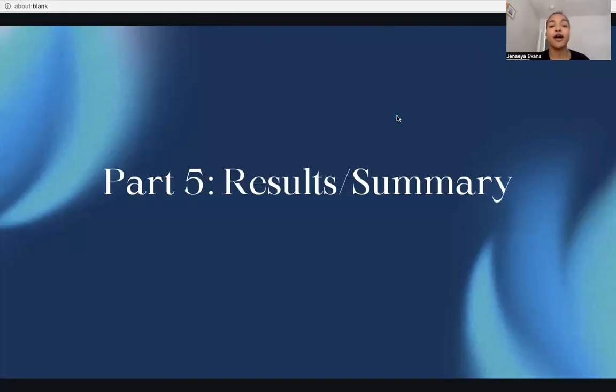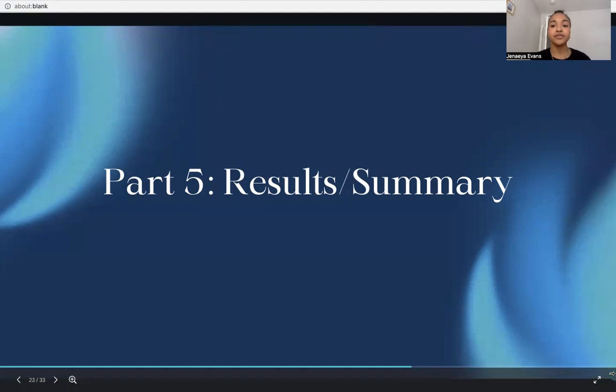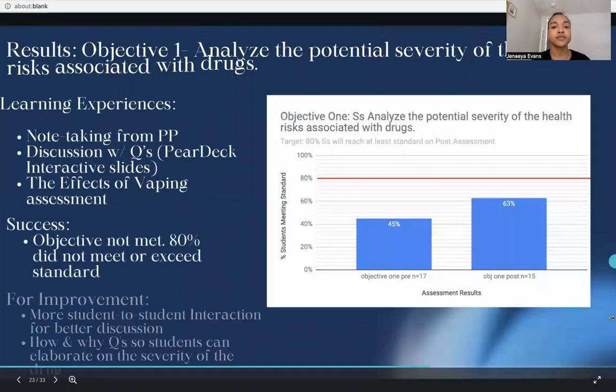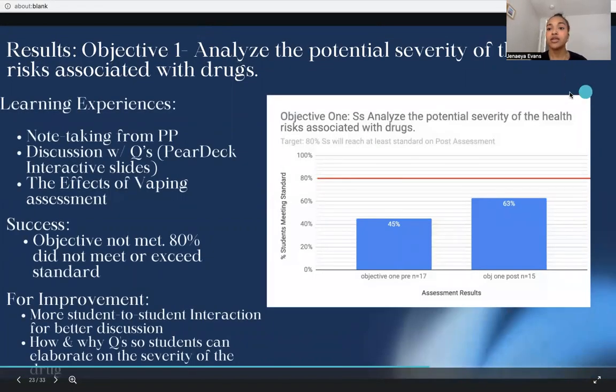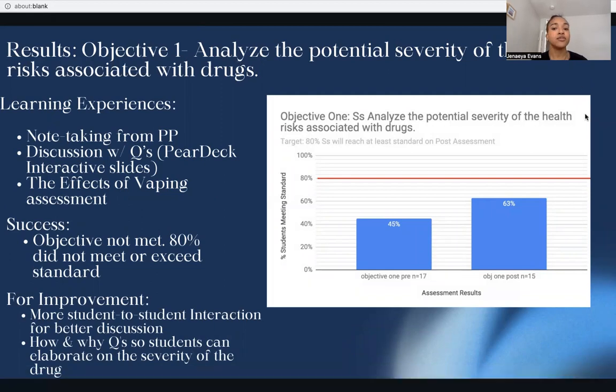So we are moving on to part 5, and this is just the overall results and then the summary of how well the students did. So let me try and move over here.